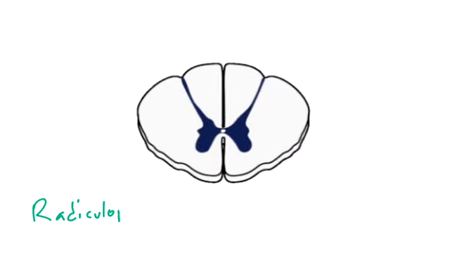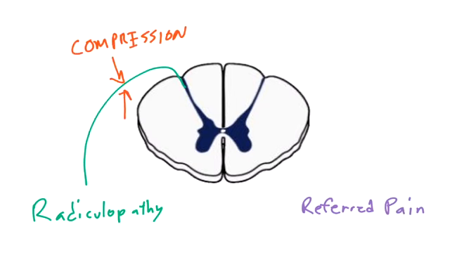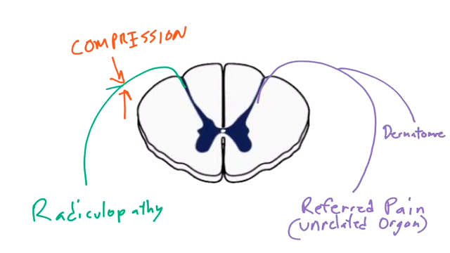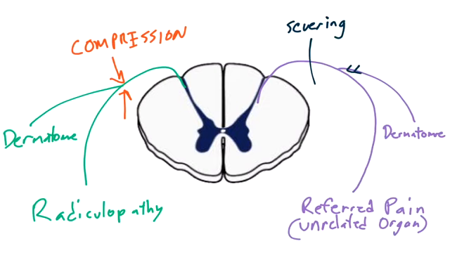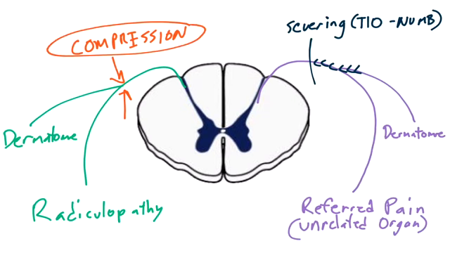So contrast radiculopathy to referred pain. Both cause pain, but one is caused by compression of the spinal nerve, while the other is caused by another seemingly unrelated organ. But both can cause pain in that dermatome. Now, if we're talking about complete severing of the spinal nerve, this would prevent sensation from ever reaching the spinal cord. So severing the posterior root of the T10 spinal nerve would cause the patient to feel no pain. They would be numb at that region, instead of just feeling pain if it were simply compressed or pinched.